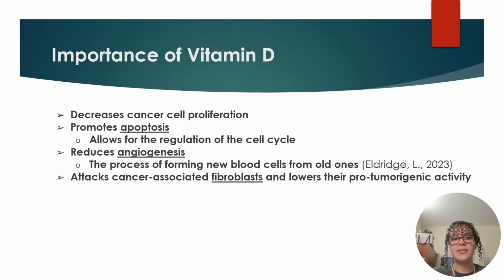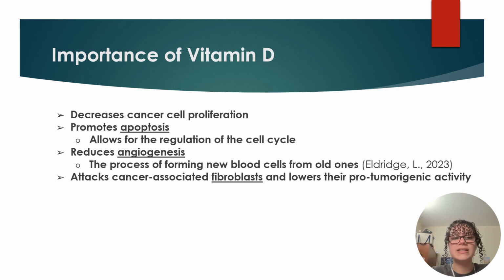Now for the importance of vitamin D. Vitamin D, as many people know, allows for us to intake calcium, strengthening our bones, but that's not the main importance in this presentation. First, vitamin D decreases cancer cell proliferation because it promotes apoptosis, which is programmed cell death. It also promotes apoptosis, which then allows for the regulation of the cell cycle.